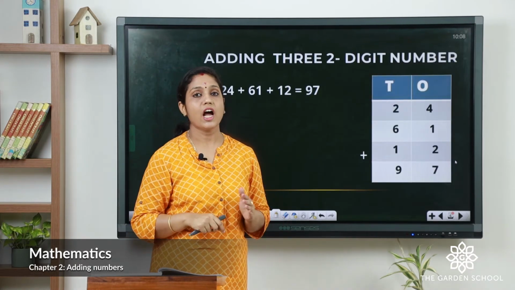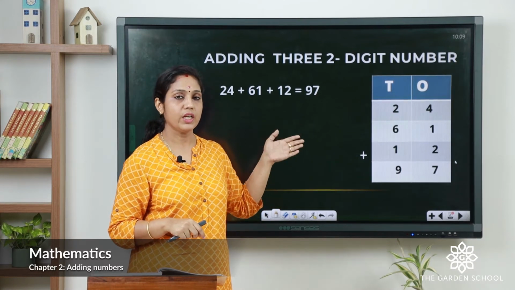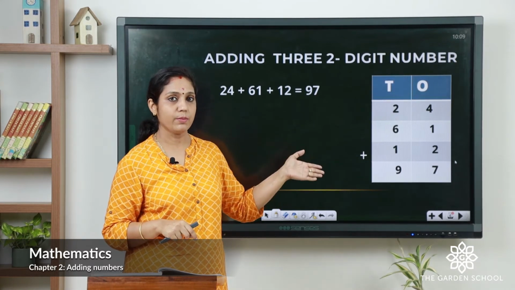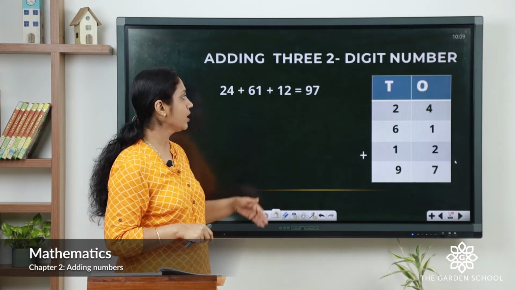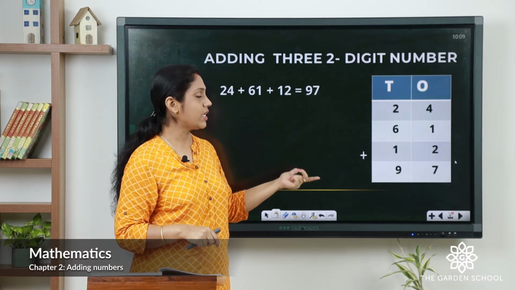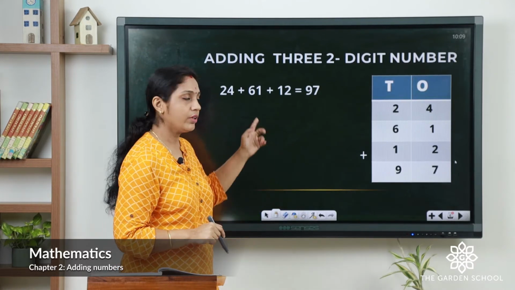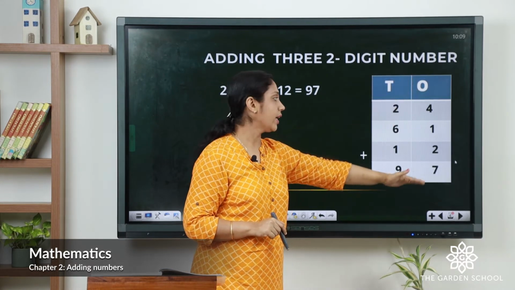Now, let us learn how to add 3 two-digit numbers. Before we learned how to add 3 one-digit numbers. Here there are 3 two-digit numbers. So, here we have 24 plus 61 plus 12. We have numbers in the tens position and ones position. So, we need to calculate it.